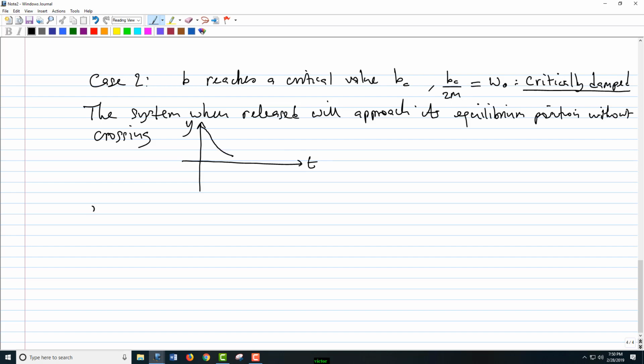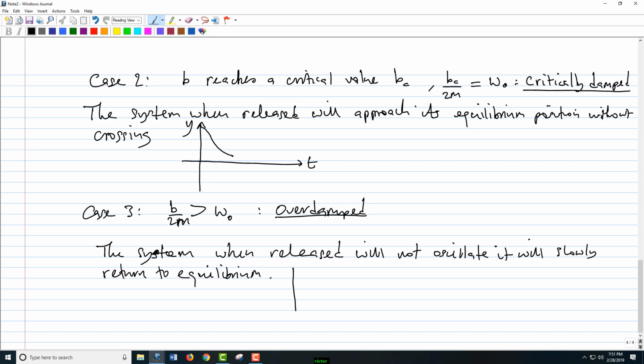And then the third case, we shall call an overdamped system. In this case, b over 2m is greater than the angular frequency or the critical frequency omega naught. This is called an overdamped system. In this case also, when the system is released, it will not oscillate, it will just slowly return to equilibrium. And if you drew a graph of that, amplitude versus time, again it will slowly just return to equilibrium.